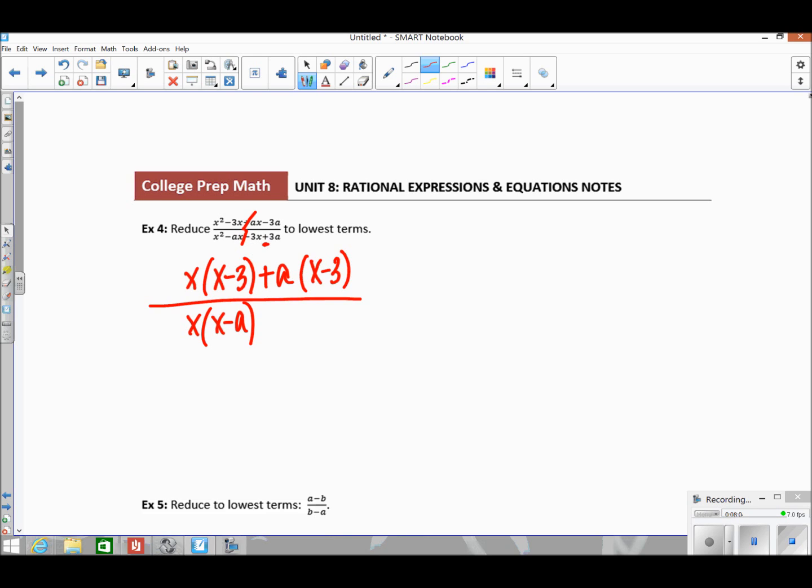because remember, I'm trying to get x minus a. So since I have a plus there, I really want to switch the sign, so I'm going to take out a negative 3. I'll be left with x minus a. And now you're going to take out each of these pieces.